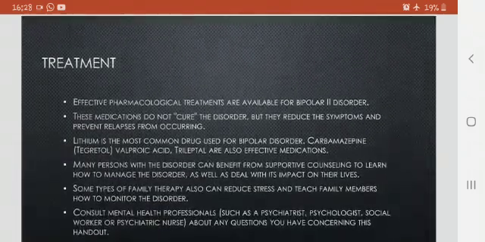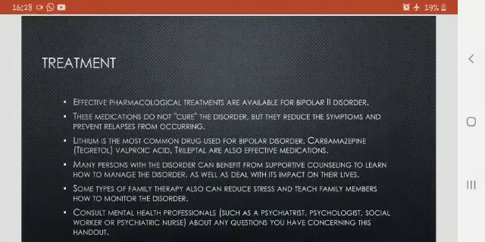So next topic is treatment. Effective pharmacological treatments are available for bipolar 2 disorder. These medications do not cure the disorder, but they reduce the symptoms and prevent relapses from occurring. Lithium is the most common drug used for bipolar disorder. Carbamazepine, Tegretol, valproic acid, and Trileptal are also effective medications.